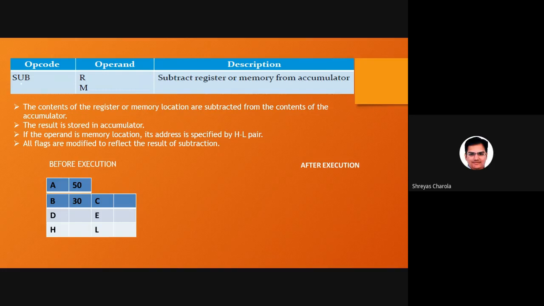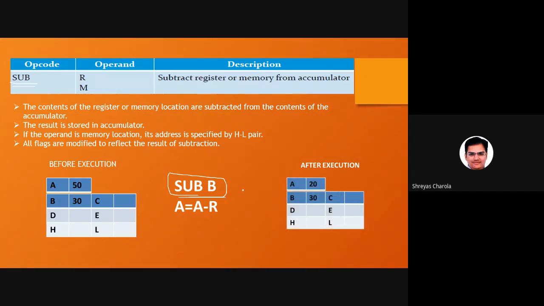Now, same as subtraction. All the things will be subtracted from the accumulator and the answer will be stored in the accumulator only. Now let's consider the same example of subtraction, SUB R and M. So if I write SUB B, what should be the answer in the accumulator? What should be the content in the accumulator? 20. Very good. A minus A is 20. So the accumulator contains 20 as the answer.